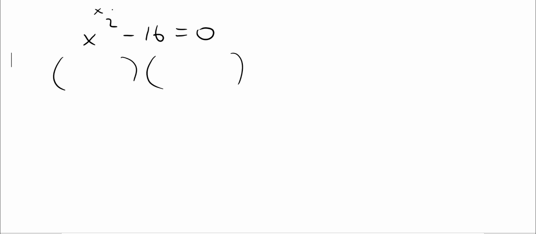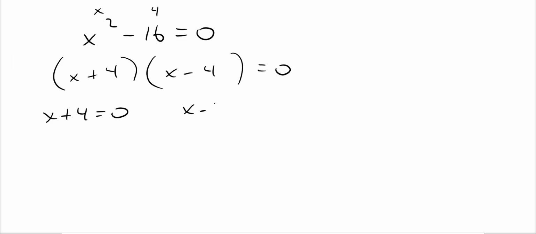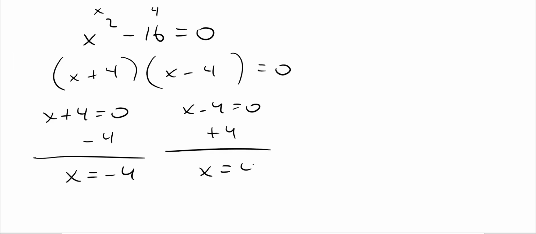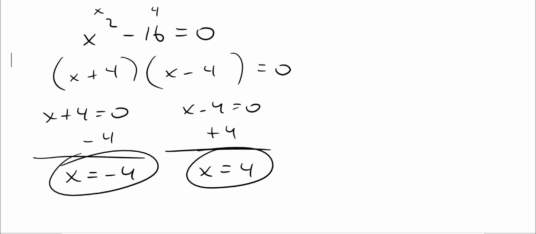Okay, so here you go. Let's just do this one. x squared minus 16 equals 0. Well, you got to factor that. You guys should recognize that it's a difference of two squares. So the square root of x squared is x. The square root of 16 is 4. And remember, it's going to be (x plus 4)(x minus 4) equals 0. Okay, so set each of those equal to 0. So x plus 4 equals 0 and x minus 4 equals 0. Subtract 4, x equals negative 4, and add 4, x equals 4. Hey, that wasn't too bad.